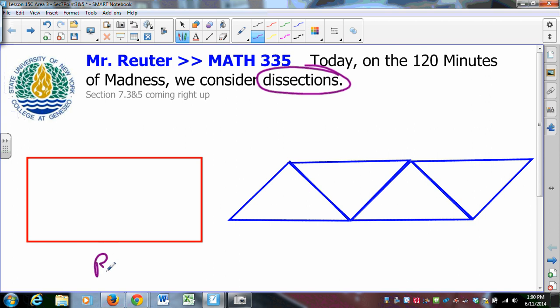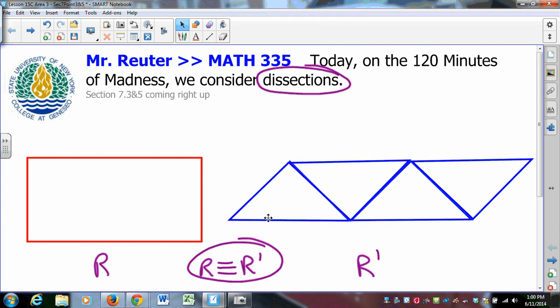Consider, if you will, this region R, that's the red rectangle, and this region R prime, which is a blue parallelogram. Those regions are equivalent by dissection. We're going to say that R is equivalent to R prime. Because I can take, oh, this is going to be fun.